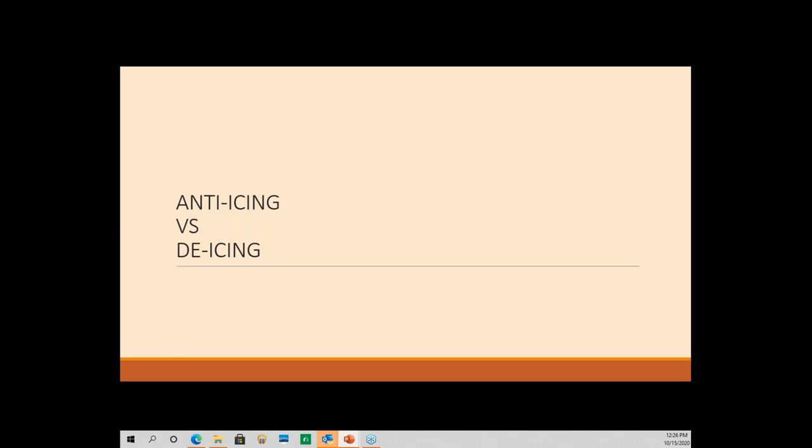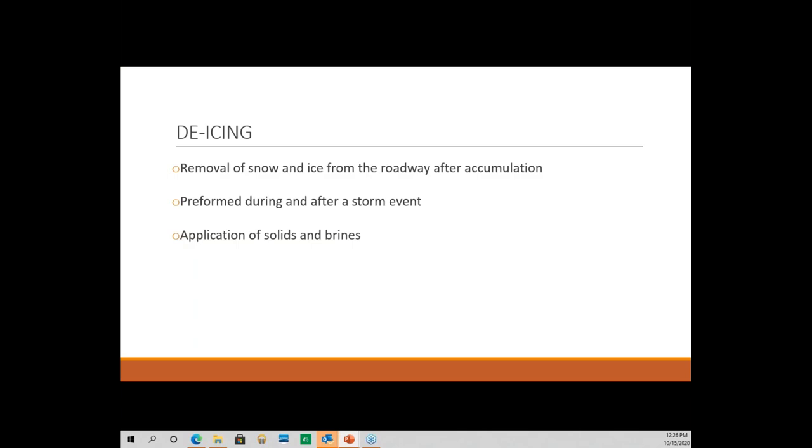Anti-icing versus de-icing. De-icing is the removal of snow and ice from the roadway after it accumulates. We do that all the time with our plows, our motor graders, our loaders, and other types of equipment. It's the most effective way to remove that solid material. It's cost effective, but it's also performed during the snow event. A lot of the time the snow and ice will start getting hard or packed down, and it's really hard to remove. So at that time, generally speaking, we might apply a solid in the form of rock salt or some other type of solid to help break up or keep that material broken up.